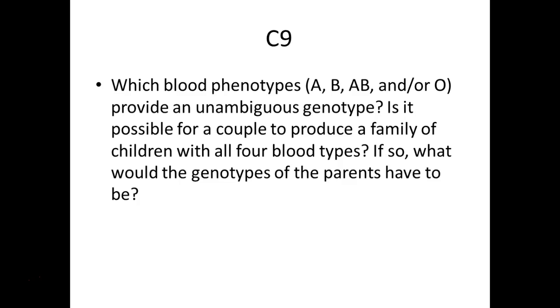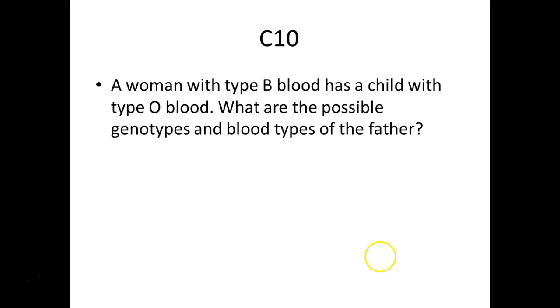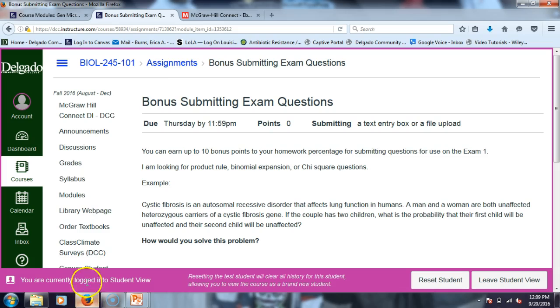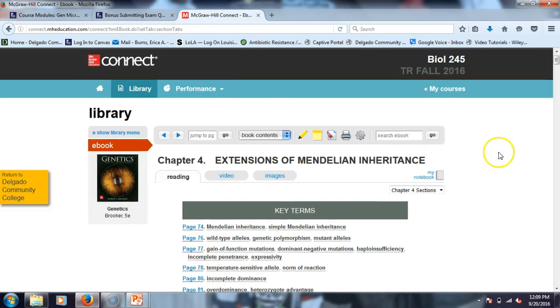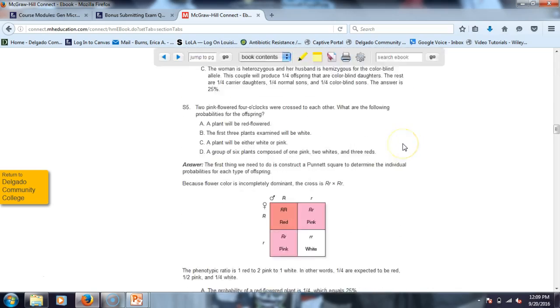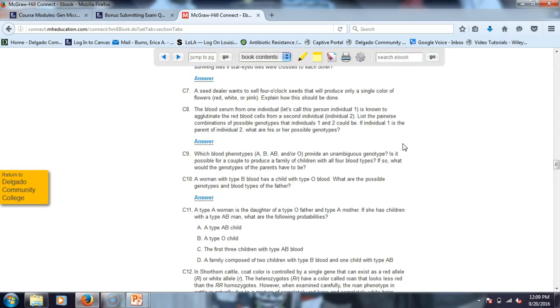Punnett squares, right? Is it possible for a couple to produce a family of children with all 4 blood types? Yes. What would be the genotypes of the parents? AO and BO. We did that Punnett square before. Do you guys remember it? Okay. I'm trying to remember. Hopefully the book didn't time out on me. So that was number 9, and it doesn't give you the answer.